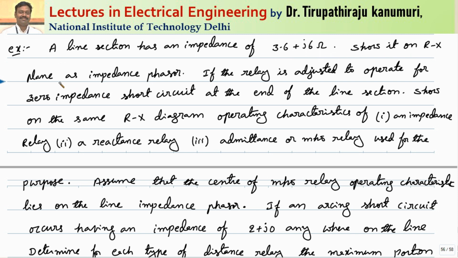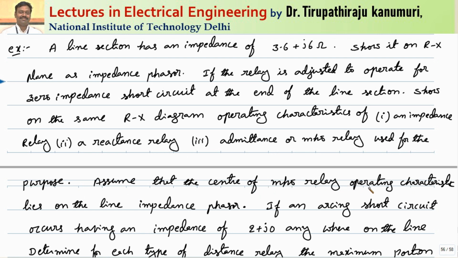Show it on the Rx plane as impedance phasor. So impedance will be R plus jX, so accordingly the phasor will come. If the relay is adjusted to operate for a 0 impedance short circuit at the end of the line section, that means the line is shorted at the terminal with 0 impedance. Show on the same Rx diagram the operating characteristic of an impedance relay, a reactance relay, and an admittance or Mho relay used for this purpose.